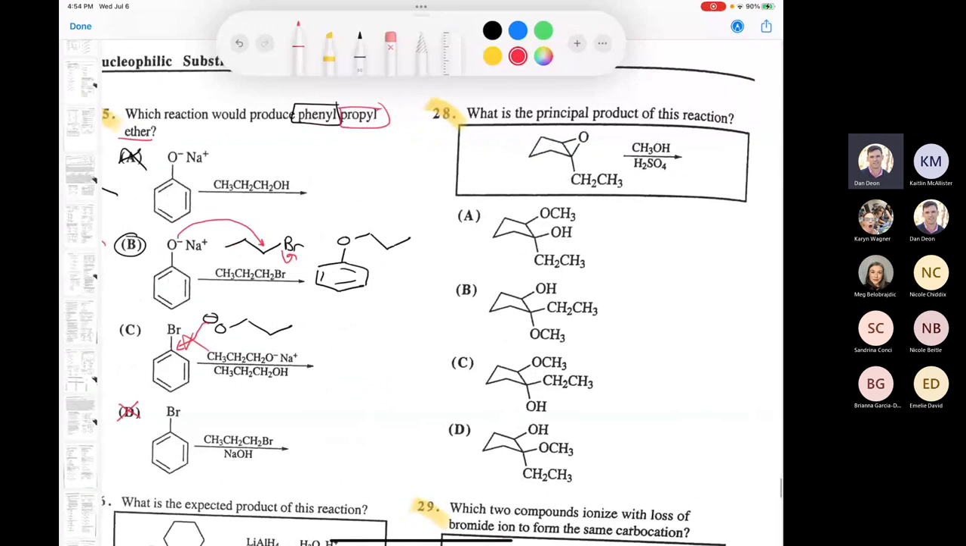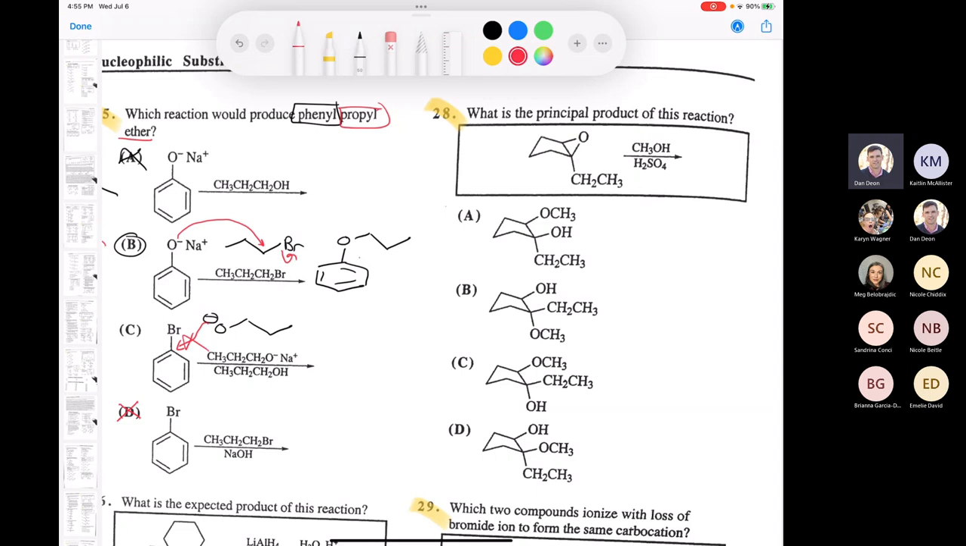28. This is not impossible. I'd just say it's kind of a complex problem. It's something that we looked at in the ethers and epoxides chapter. And this is the acid catalyzed opening of an epoxide. And this is a very special case that we looked at.